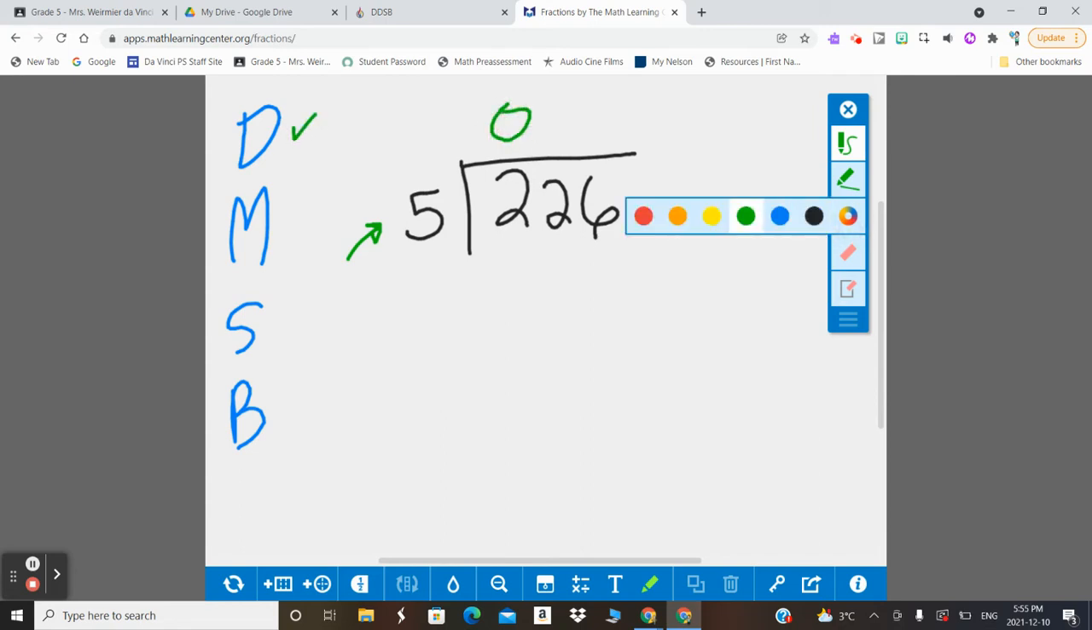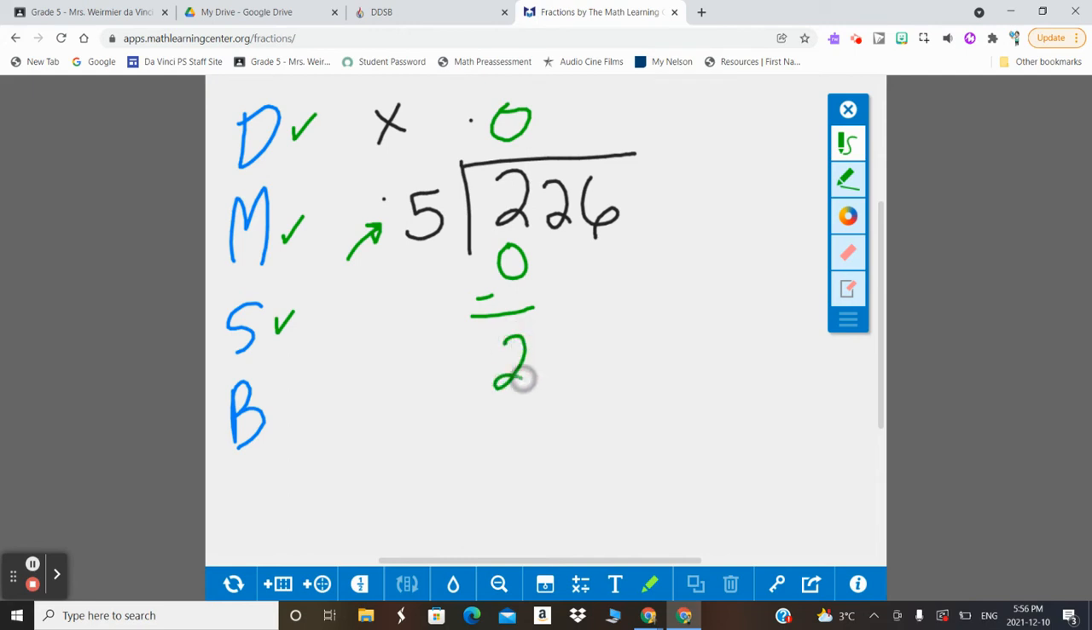Now I'm going to multiply. I'm going to multiply 0 times 5. So 0 times 5 is 0. So that's my multiply. Now I'm going to subtract. That's my S. 2 minus 0 is 2. And now I'm going to bring down the next digit, which happens to be a 2 in this case. So now I start the process again.